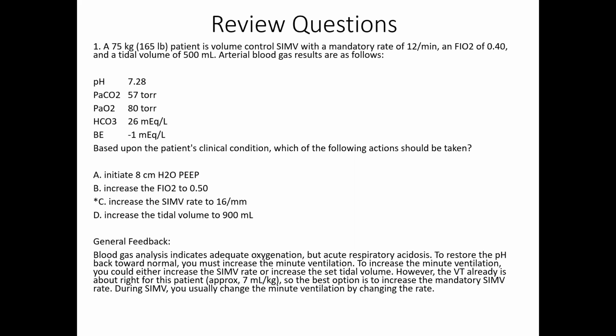So in this case, the tidal volume of 500, and I'm giving you crude numbers, is probably 8 point something as far as mLs per kg. So really the best choice here is increasing the SIMV rate to 16.